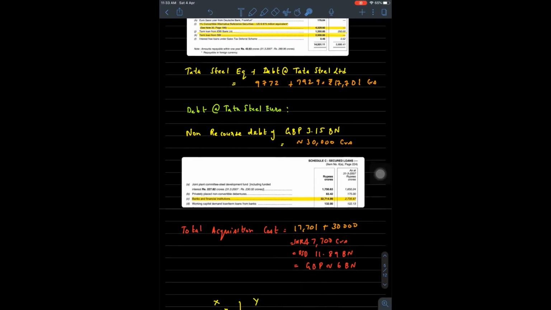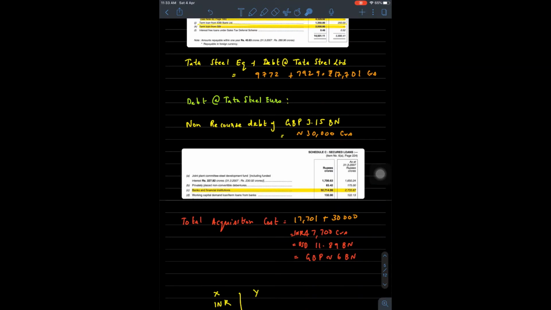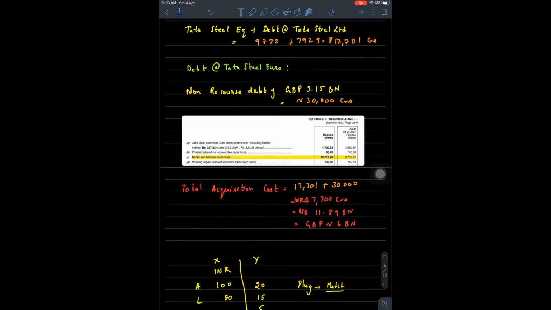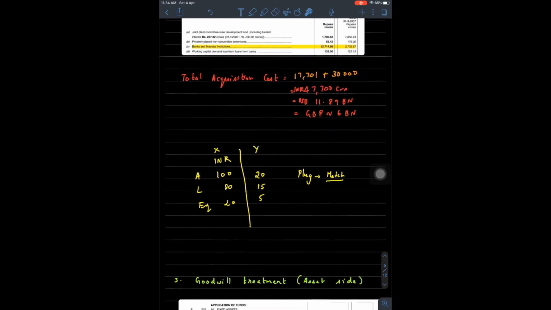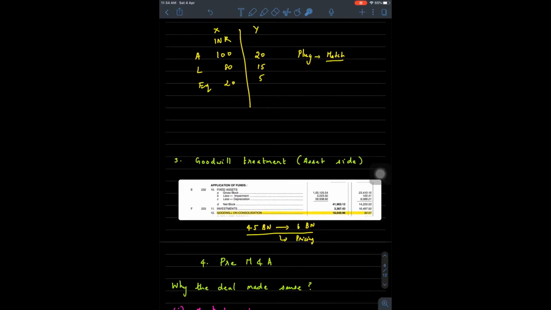So net totally 47,700 crores was raised, 17,700 crores at Tata Steel level in the form of debt and equity, and 30,000 crore was pure debt which was raised at Corus's level. So that's how the number comes at 47,700. I hope you are able to appreciate this.